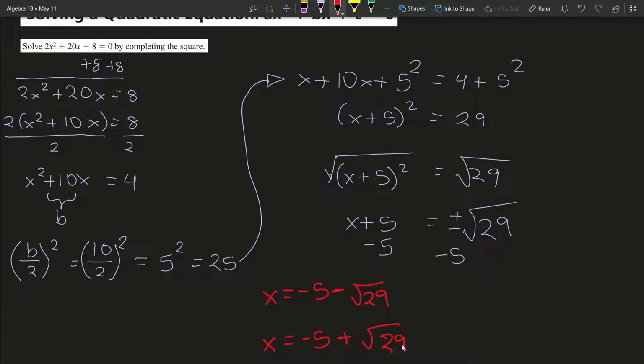And go ahead and use your calculators to find a more exact answer if you want. If we simplify this with a calculator, our answer would be approximately, that's for the other one, our answer would be approximately negative 10.39, and this would be approximately 0.39. These are rough estimates. Alright, let's try another one.